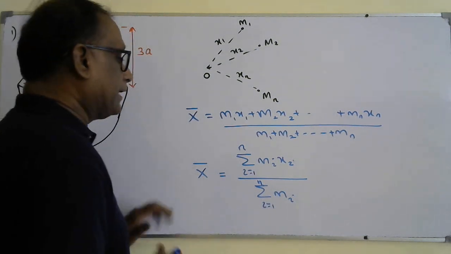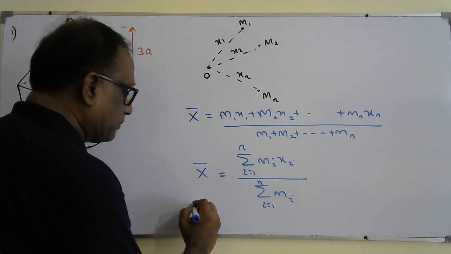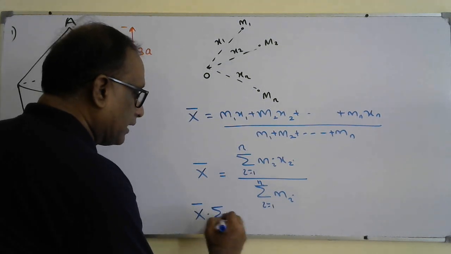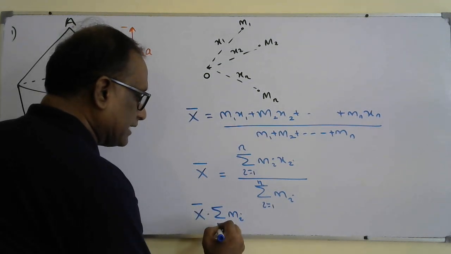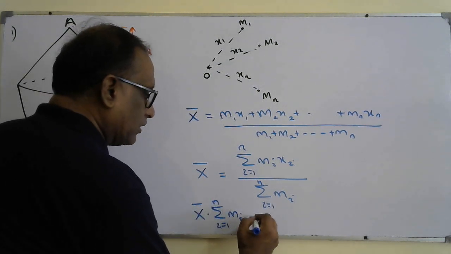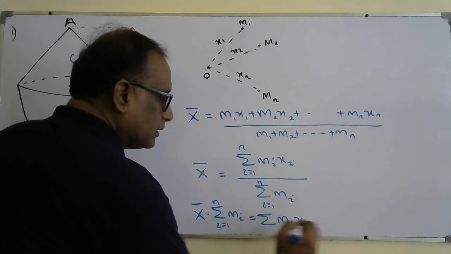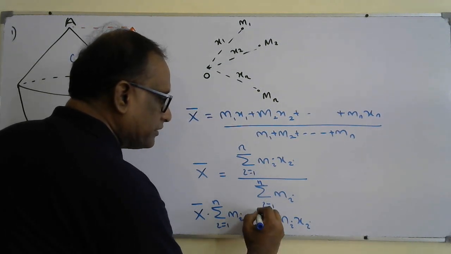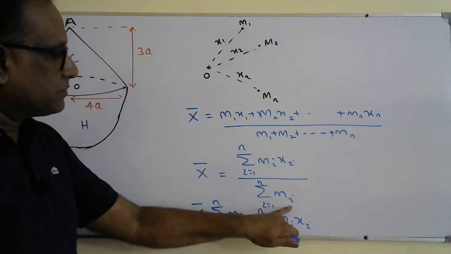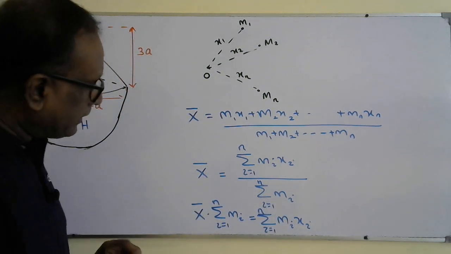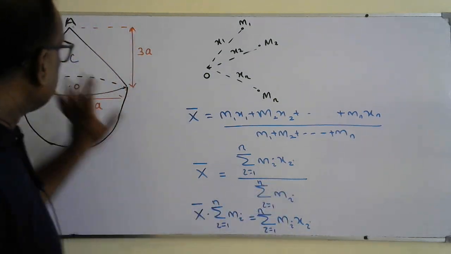You can cross multiply, and also you can write this as x bar times sigma mi, i equals 1 to n, equals sigma mi xi, i equals 1 to n. This way also we can write it by cross multiplying. So I want to use this one here. I am going to use this one in this calculation.